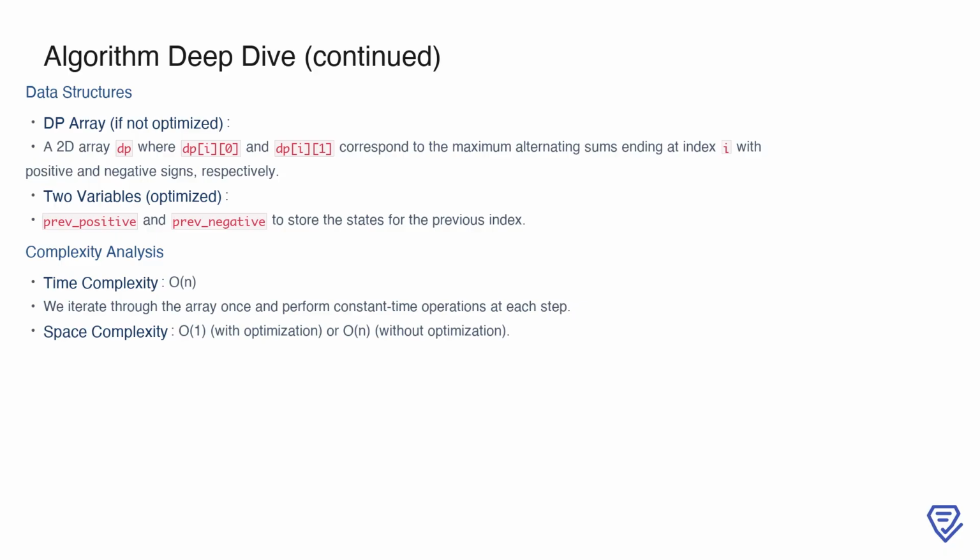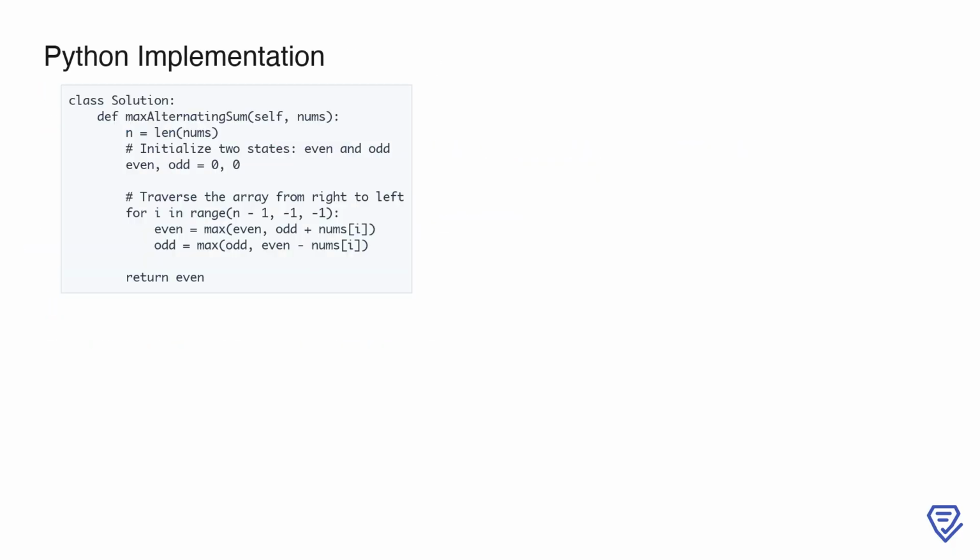In terms of complexity, the time complexity of this approach is O(n), as we only iterate through the array once and perform constant time operations at each step. The space complexity is O(1) when using the optimized version with two variables, or O(n) if we use the full dp table. This combination of linear time and constant space makes the algorithm highly efficient and scalable, even for large input arrays. This solution adopts a dynamic programming approach to solve the problem efficiently.